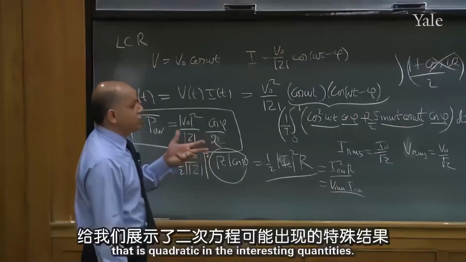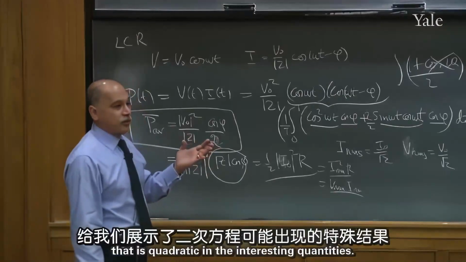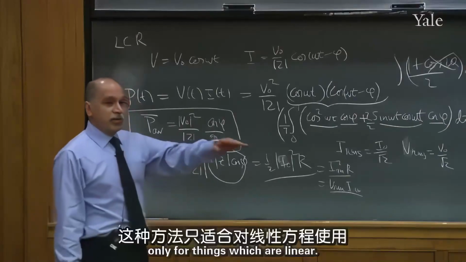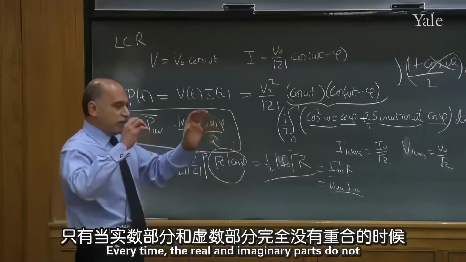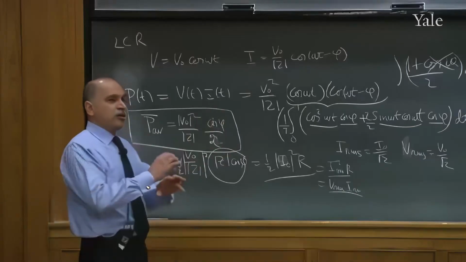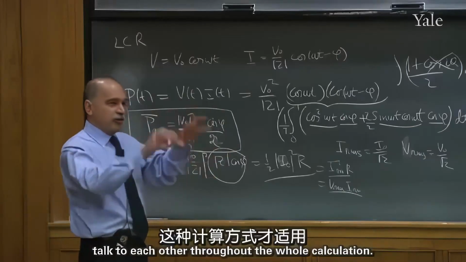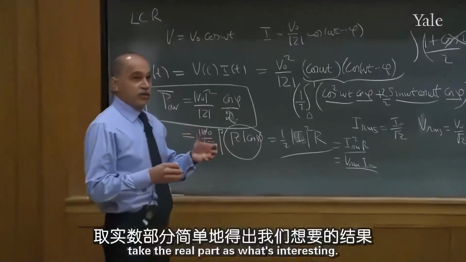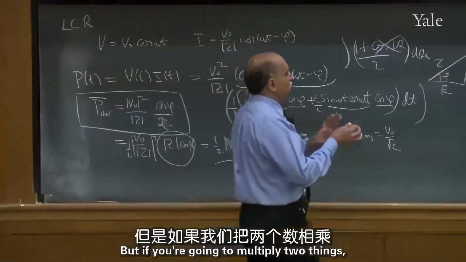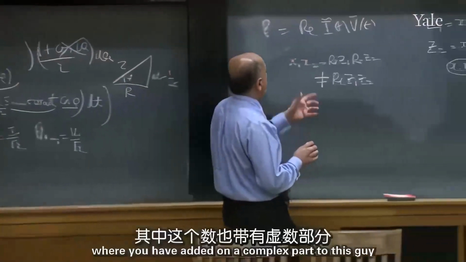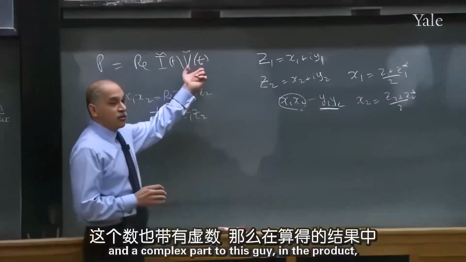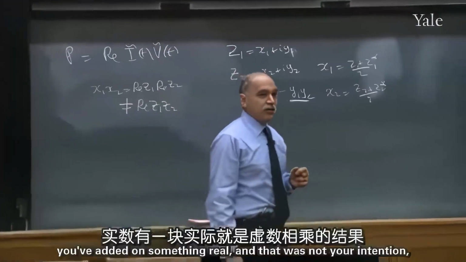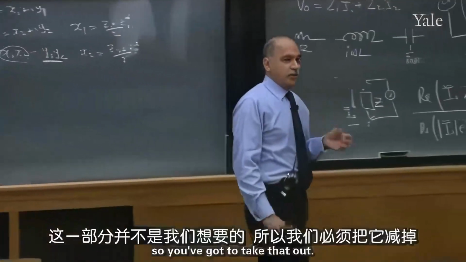This is an example of something that is quadratic in the interesting quantities. You cannot take the real part at the end of the calculation. Only for things which are linear, where the real and imaginary parts do not talk to each other throughout the whole calculation, can you follow them through and at the end take the real part as what's interesting. But if you're going to multiply two things, where you have added on a complex part to this one and a complex part to this one, in their product you've added on something real, and that was not your intention. So you've got to take that out. That's what makes it complicated.